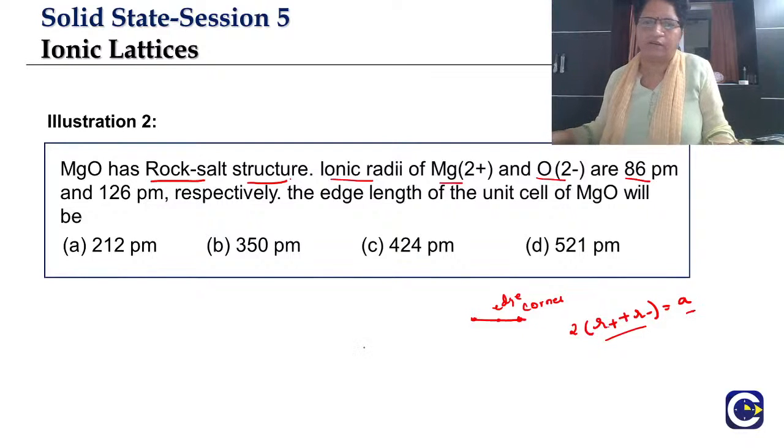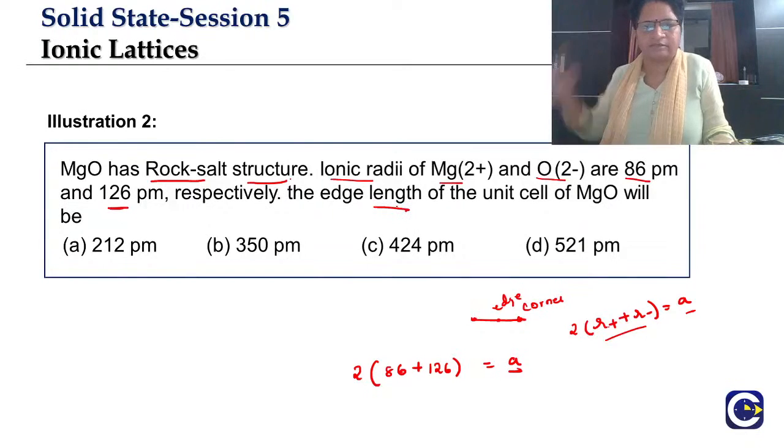So what radius of the cation have they given? 86, plus the anion 126, is equal to the edge length. Again they asked us the edge length.